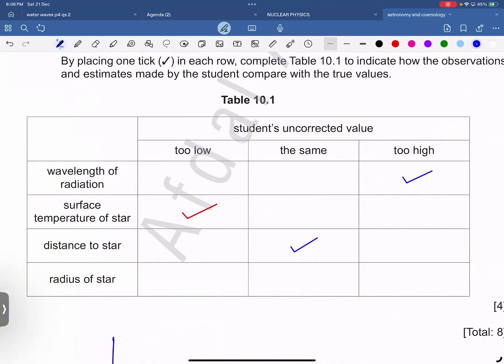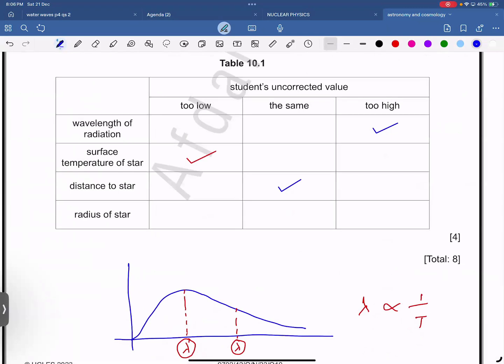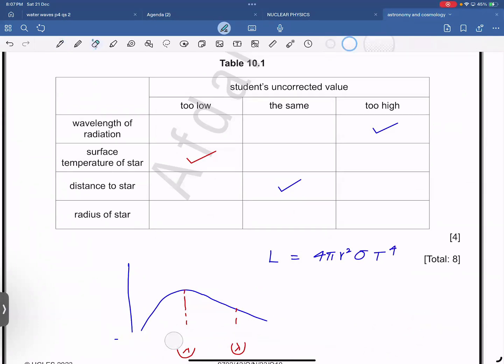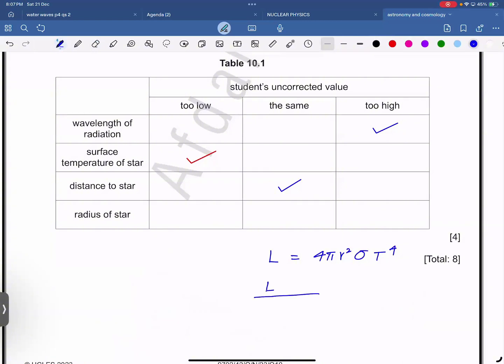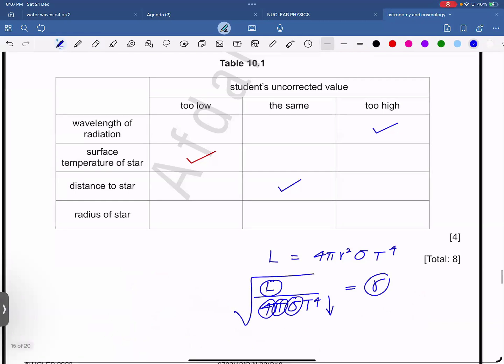Radius of star. Now, radius of star and Stefan-Boltzmann law, you know, luminosity is 4 pi r square sigma T4. Make radius the subject: radius is the square root of L over 4 pi sigma T4. Luminosity is the same. 4 pi sigma same. If the observed temperature is too low, the radius calculated will be too high.